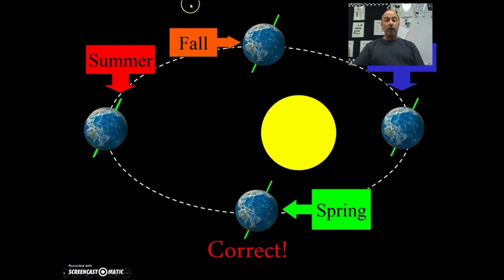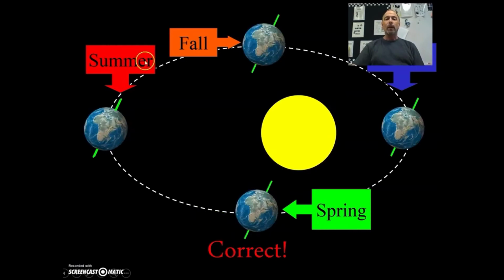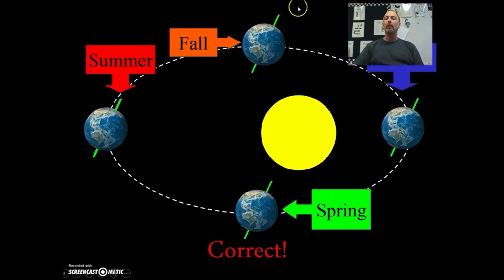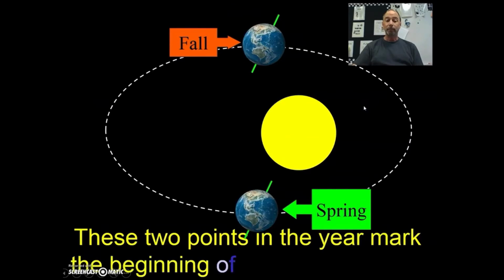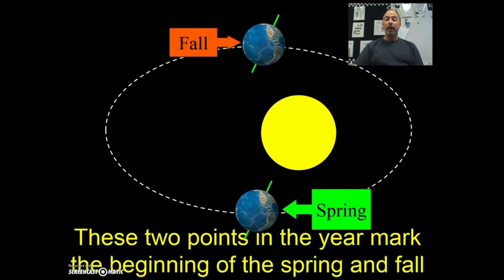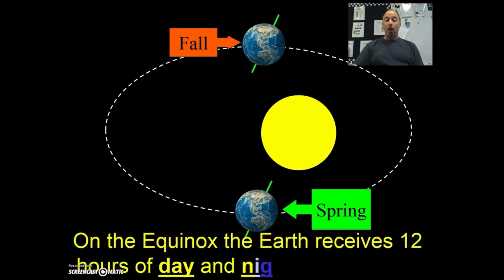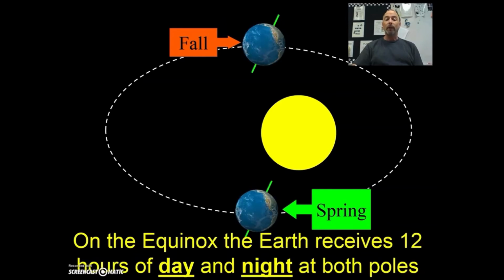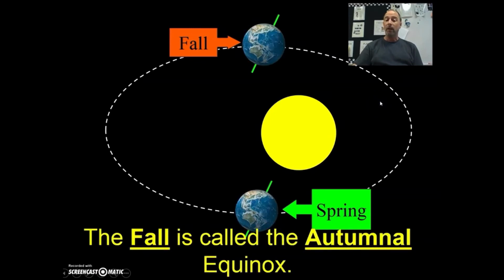So yes, fall is in the north, at the top, and the spring is down here at the bottom. And we just need to follow the path the planet makes around the sun in order to figure out which season is which. Now, these two points in the year mark the beginning of the spring and the fall. These are known as the equinox. On the equinox, the Earth receives 12 hours of day and night at both poles. The spring is called the vernal equinox, and the fall is called the autumnal equinox.